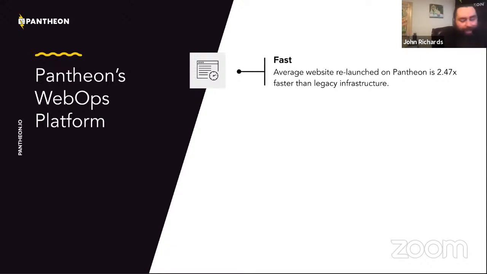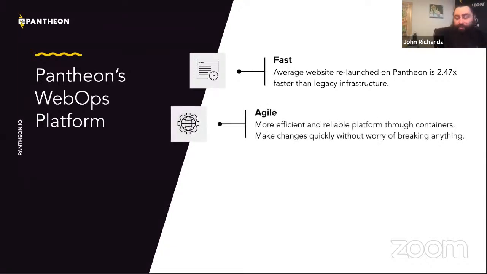We'll talk about why and how, but there's a lot of things that Pantheon does to really bring this blazing speed. Another thing is agility. So our platform is container-based, and this allows it to change quickly. We don't have to worry about breaking things in the way that you might if you have one mega site. It allows us to be more efficient and reliable than if we were using clusters or virtual machines. And so this technology is incredibly powerful and gives us this agility that we're going to want to see.